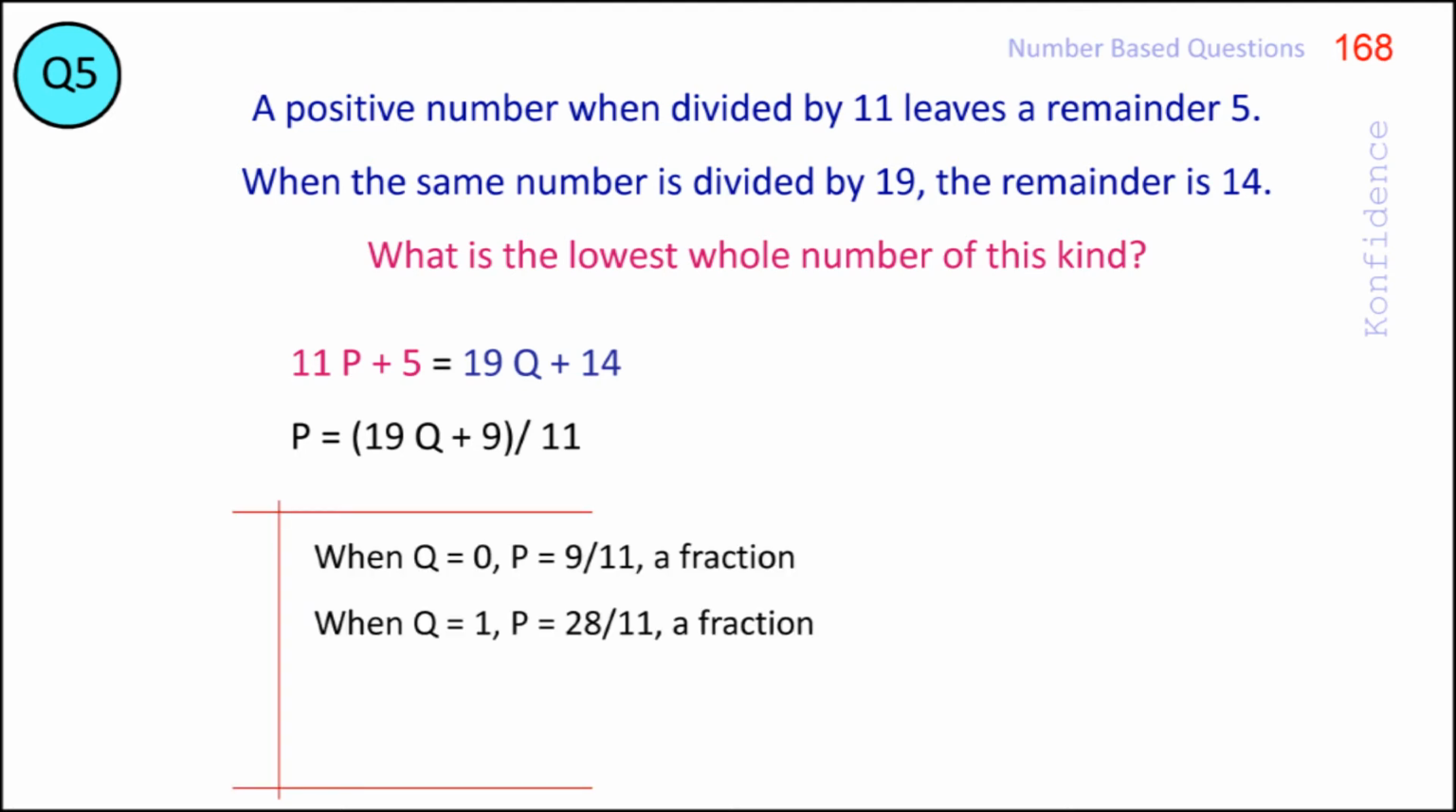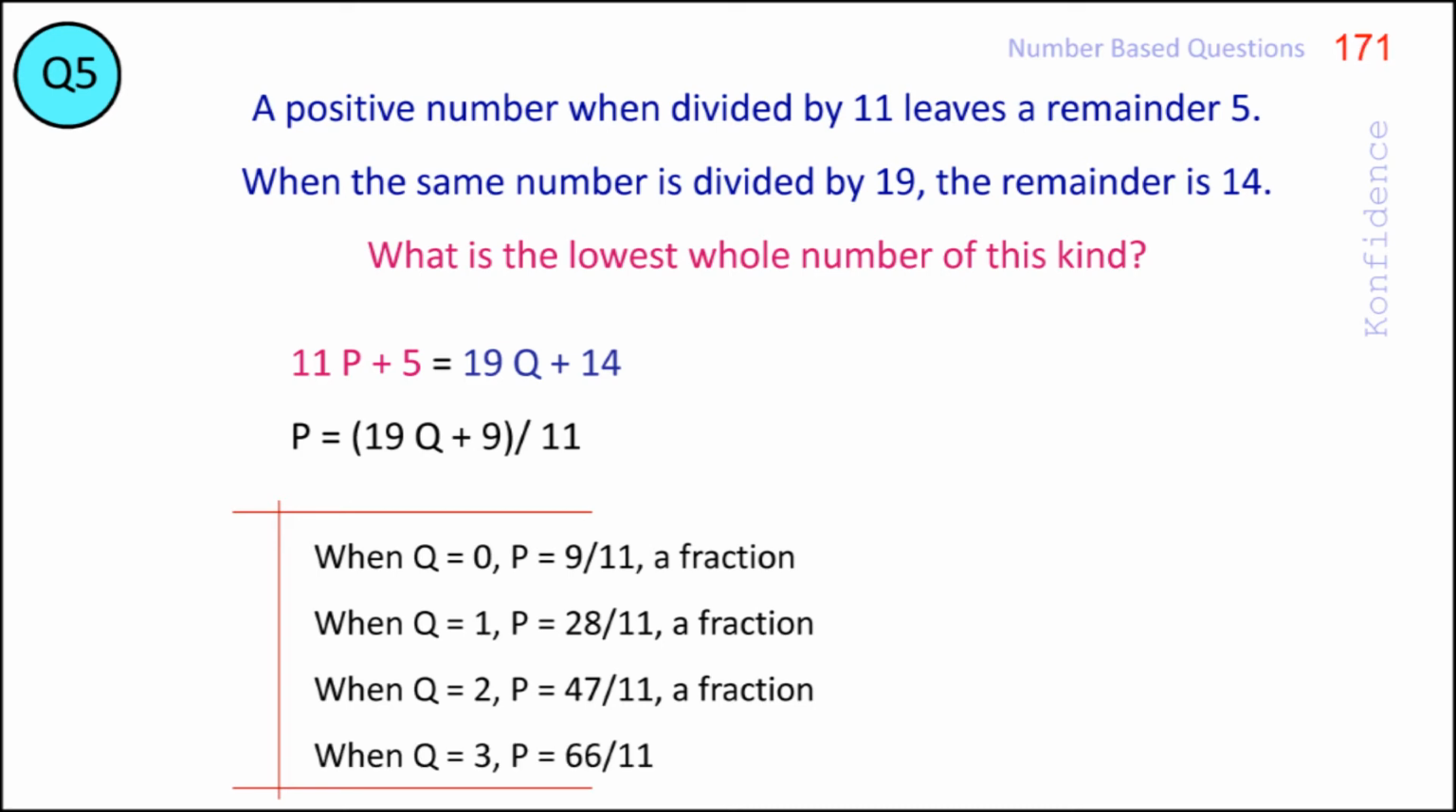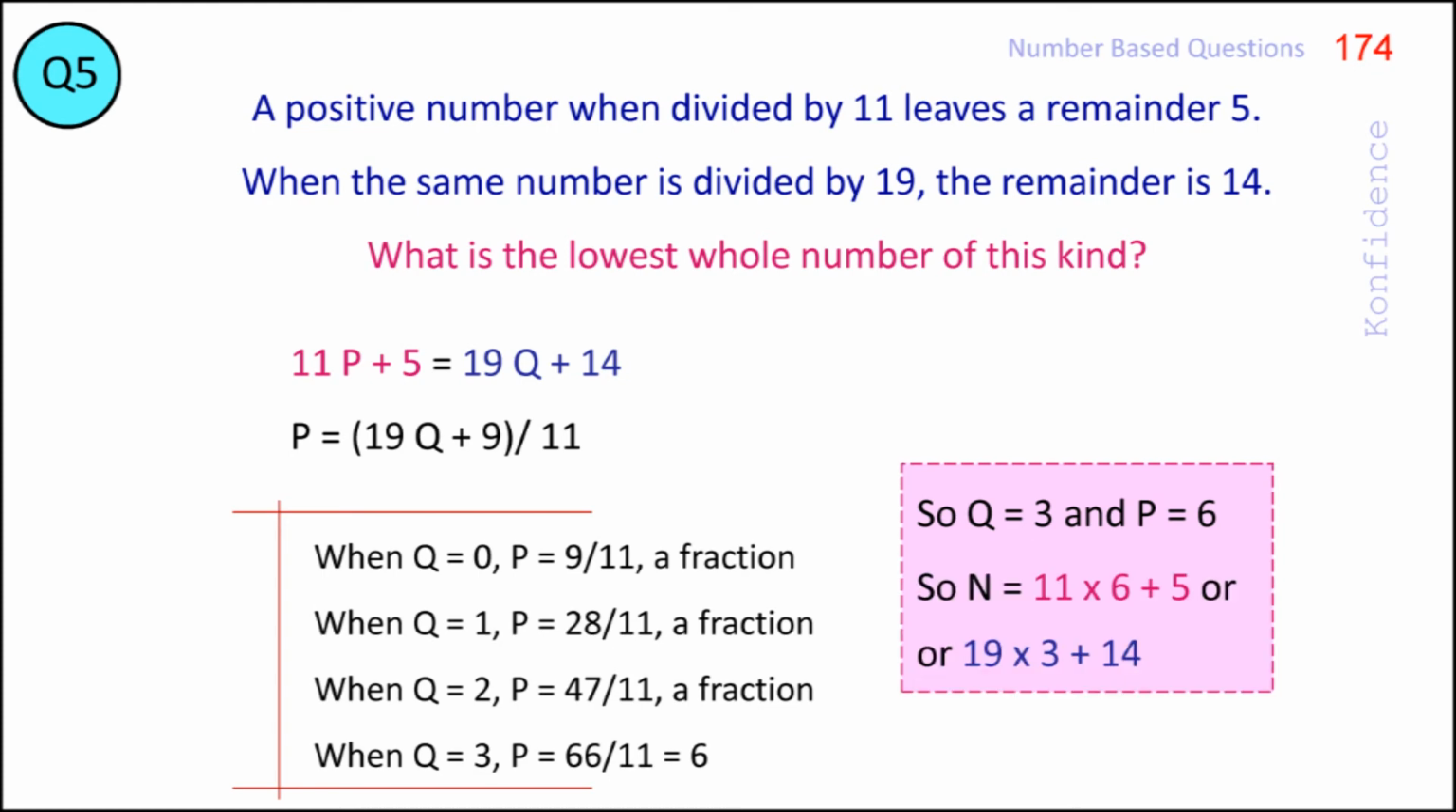When q equals 0, 1 or 2, we get a fractional value for p. When q equals 3, we have p equals 66 by 11 or 6, a whole number. So the value of q is 3 and the value of p is 6. So the number 11p plus 5 will be 11 into 6 plus 5 or 71. That is, 71 will be the lowest whole number satisfying the given conditions.